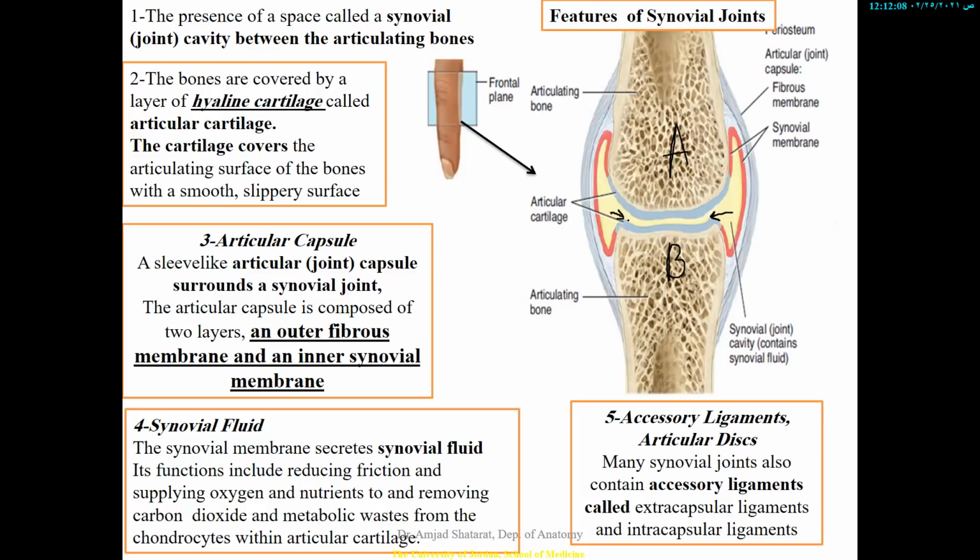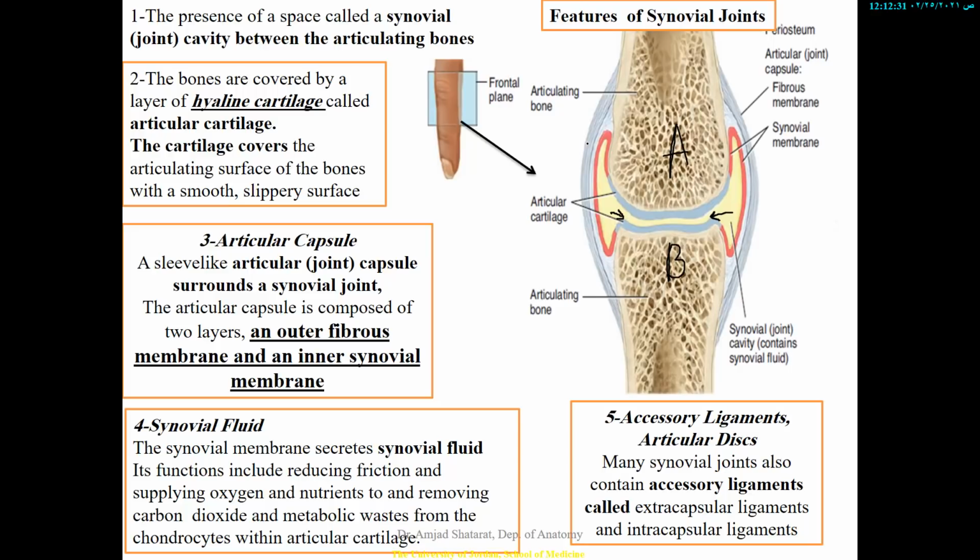If there is no space, I would assume to have fibrous tissue or cartilaginous tissue, and that would be one of those types. However, if there is a space and there is no tissue, then this is a synovial joint. So the first and the most important feature of synovial joints is the presence of a space.